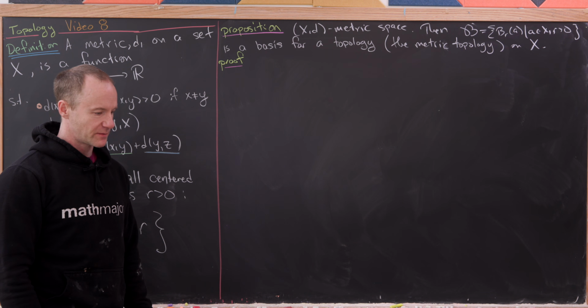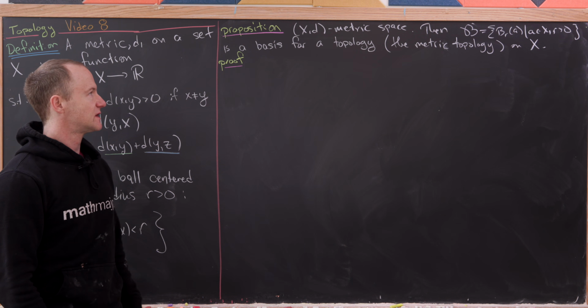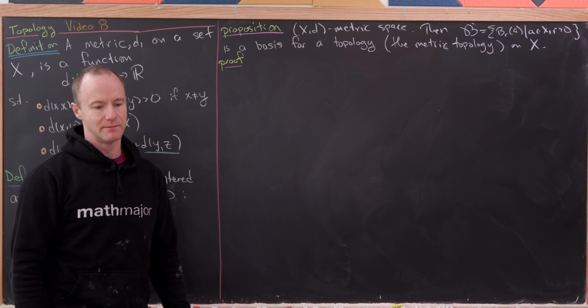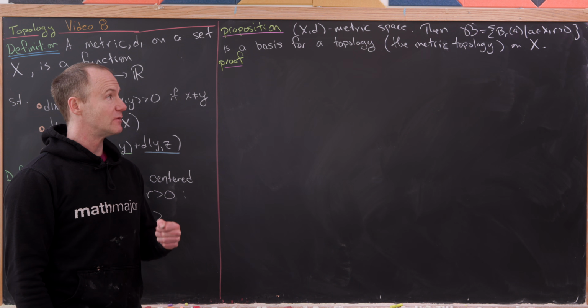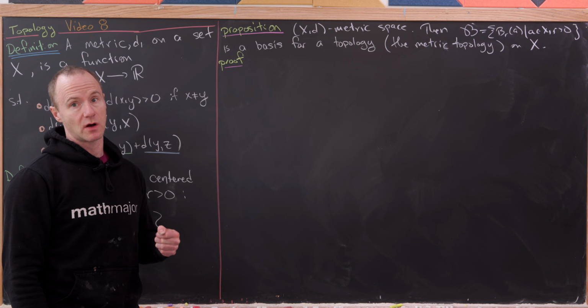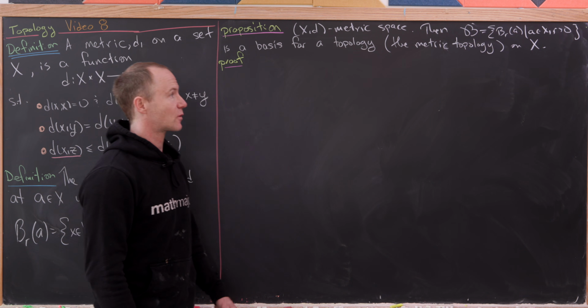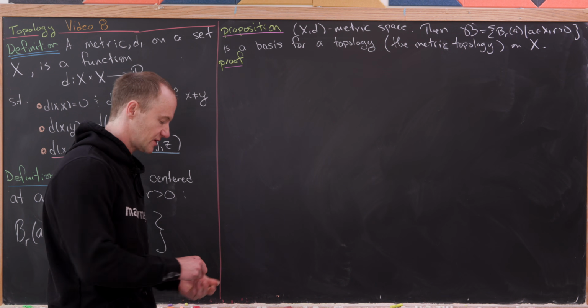Okay, so our next proposition will bring in this notion of the metric topology. Let's say we've got a set X and then we've got a metric D. We'll say that that's a metric space X comma D. Then the set B, which is the set of all open balls formed out of elements of X, is a basis for a topology on X. And that topology is known as the metric topology.